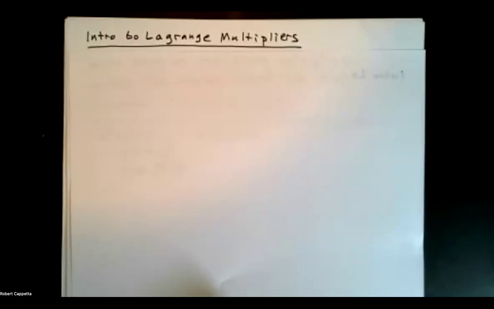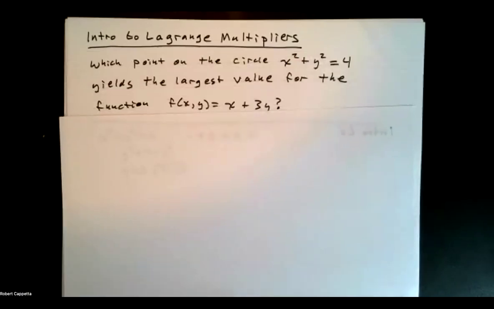So this lesson is an introduction to the method of Lagrange multipliers, and I'm going to motivate it with the following question. Which point on the circle x squared plus y squared equals 4 yields the largest value for the function f of x, y equals x plus 3y? So where do we think that will be?